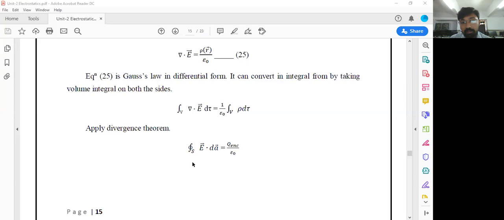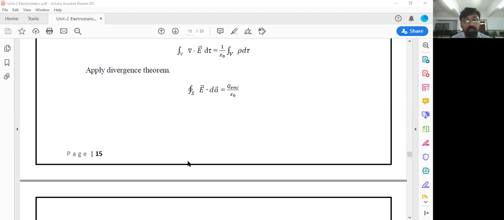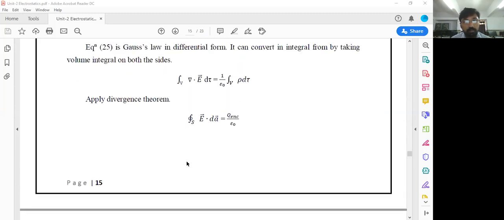If we integrate this term, we get rho into V, where rho is the volume charge density and V is the volume. Instead of rho into V, we can write Q enclosed, the charge enclosed within the surface S. So we can write Q enclosed instead of the integration over volume V of rho d tau. The equation becomes integration over surface S of E dot dA equals Q upon epsilon 0. So this is Gauss's law in the integral form.